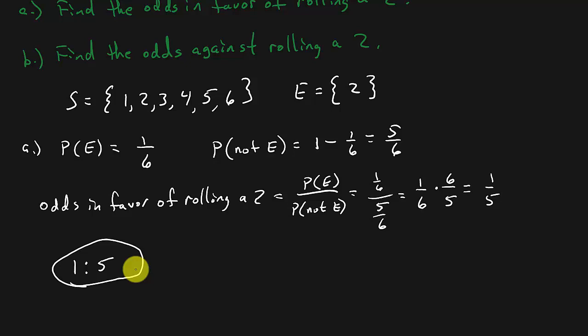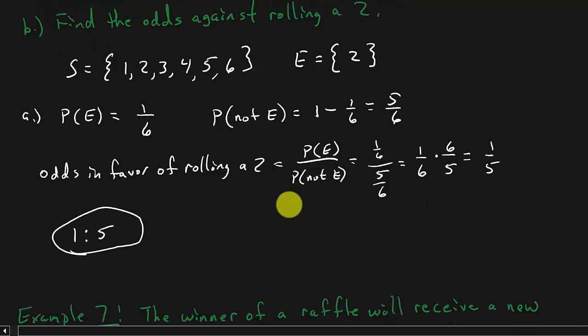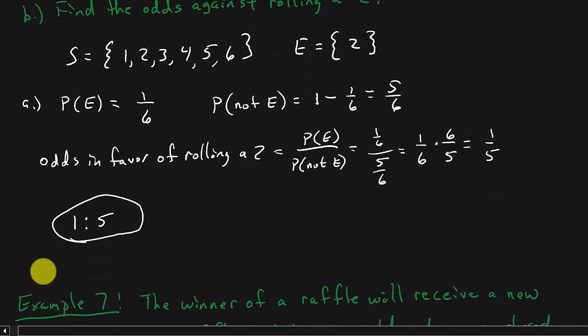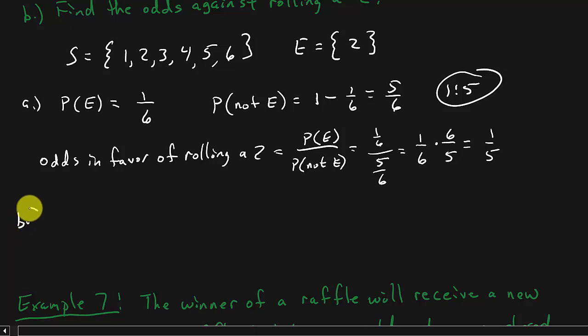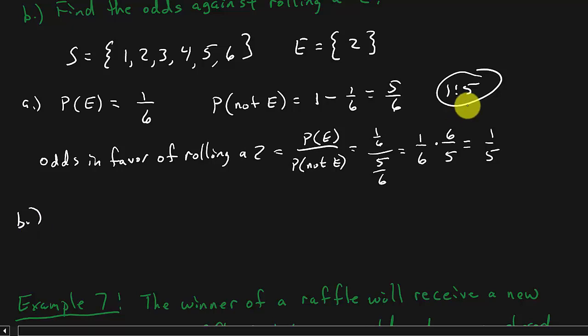What do you think that might be? Well, if we found the odds in favor, that's 1 to 5. So if we found the odds in favor of rolling a 2, the odds against it, well, we just reverse those. That would be 5 to 1.